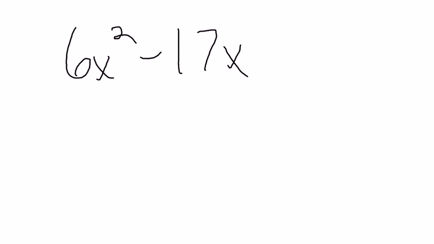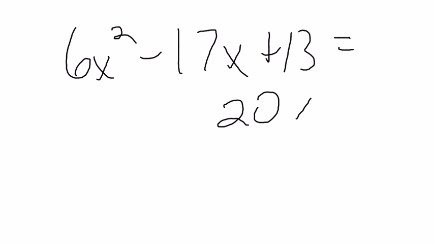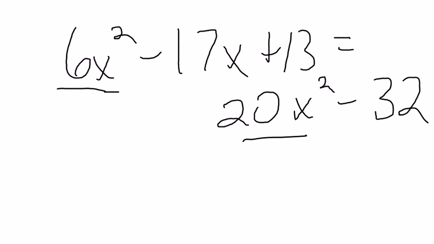For number 7, 6x squared minus 17x plus 13 equals 20x squared minus 32. Here I'm going to move some things around first because I've got an x squared here, I've got another one over here, and I've got negative 32 and positive 13.